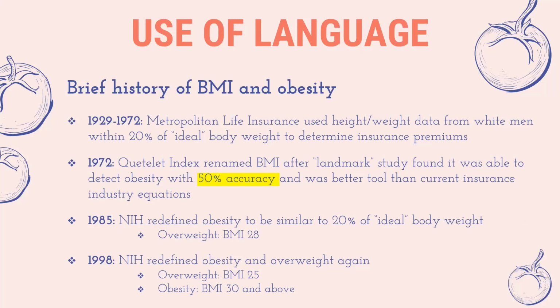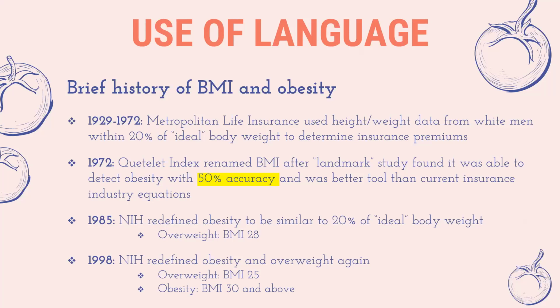In 1985, the NIH redefined obesity to be similar to that 20% of ideal body weight that Metropolitan Life was previously using. And they determined that a BMI of 28 or above was considered overweight. However, that didn't last long. In 1998, the NIH redefined obesity and overweight again, so that then overweight became a BMI of 25 and above, and obesity, which had not previously been defined in BMI, then became a BMI of 30 and above.